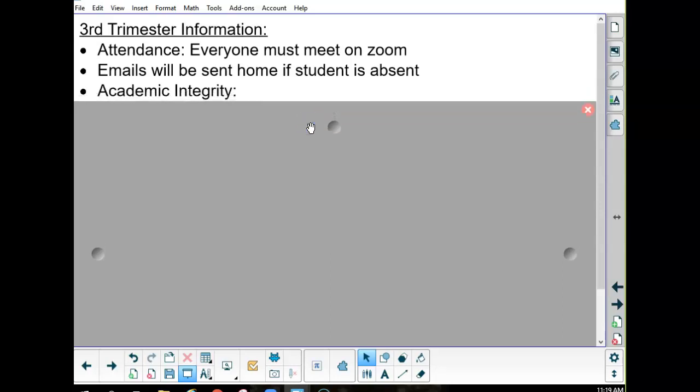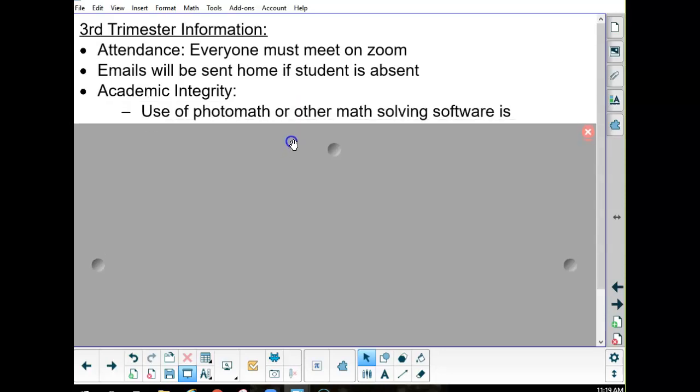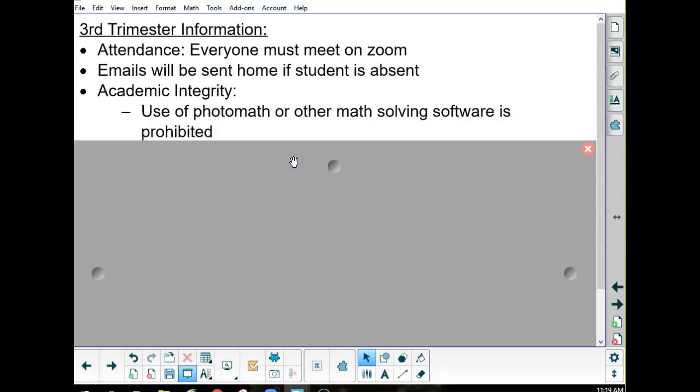The biggest piece we need to talk about, and this was very apparent with the last test that we took, is that I started to realize that I think students are making use of PhotoMath or other math solving software on our tests. It was very apparent with some of the work that was shown. Because of this, we are making some changes that could directly affect how you are scored in this class.